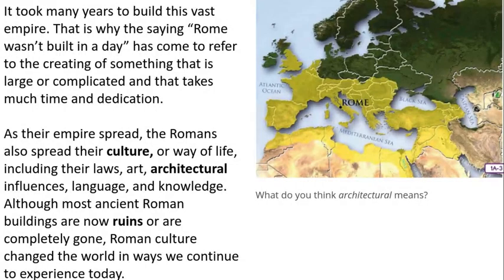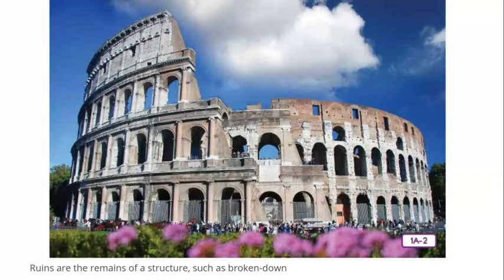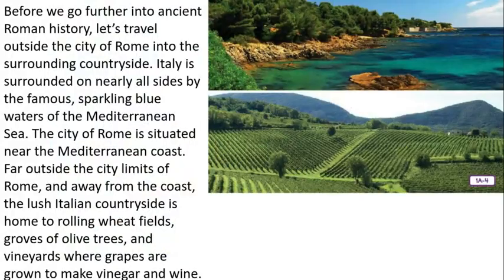Although most ancient Roman buildings are now ruins or are completely gone, Roman culture changed the world in ways we continue to experience today. So remember, ruins are the remains of a structure. So these are the ruins of a structure, the Colosseum.